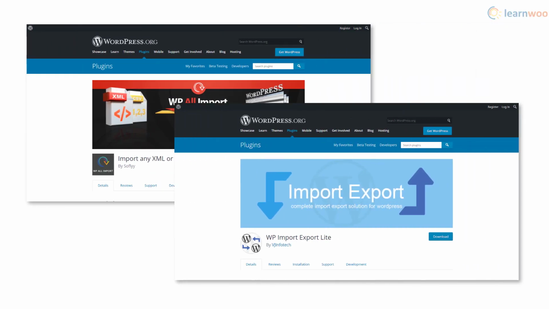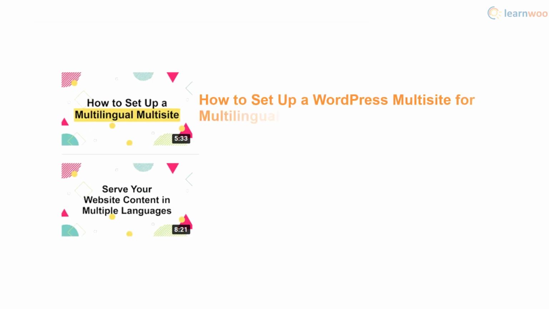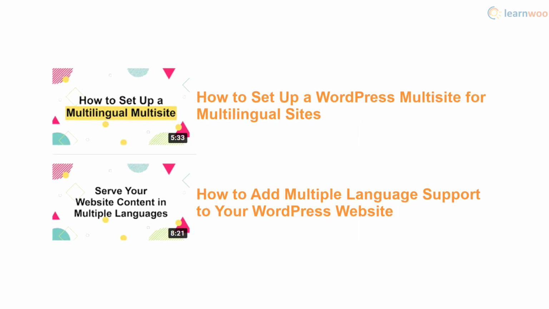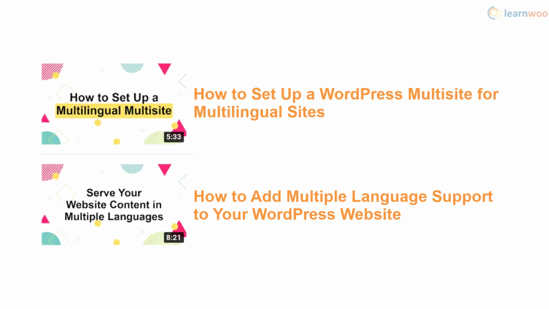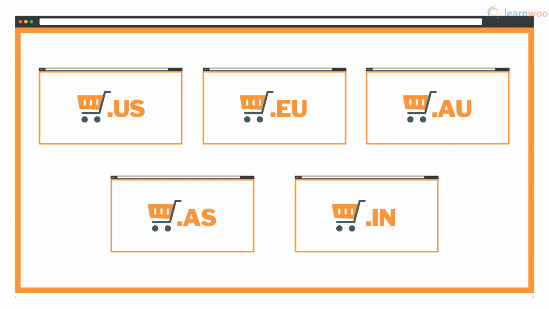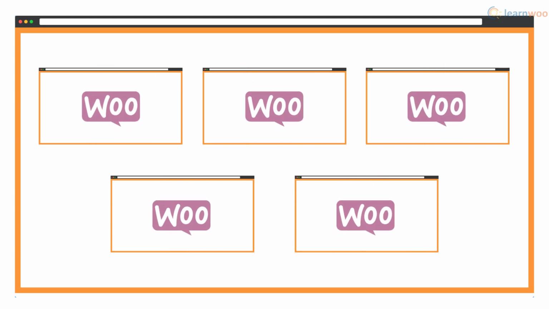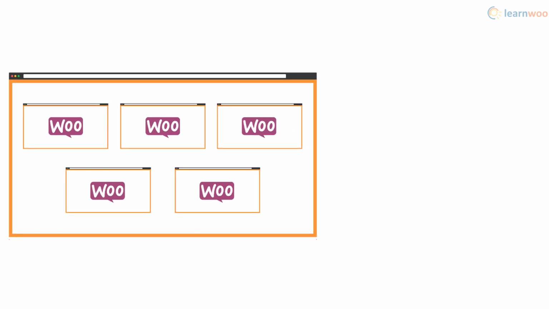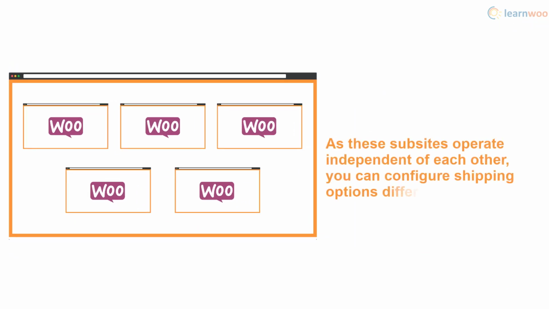You can also use plugins like WP All Import and WP Import Export Lite to transfer content from the main site to the subsites. Check out our videos in the description if you want to translate your store's content based on the region. After importing the content and products, you now have the WooCommerce plugin on all your subsites. However, as these subsites operate independent of each other, you can configure shipping options differently on each of them.